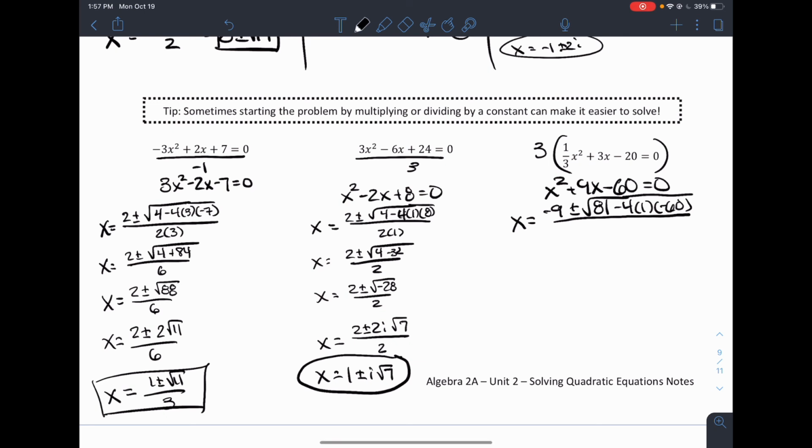all over 2 times 1. x equals negative 9 plus or minus the square root of 81 plus 240, all over 2. 81 plus, so that'd be what, 321? x equals negative 9 plus or minus the radical 321 over 2.